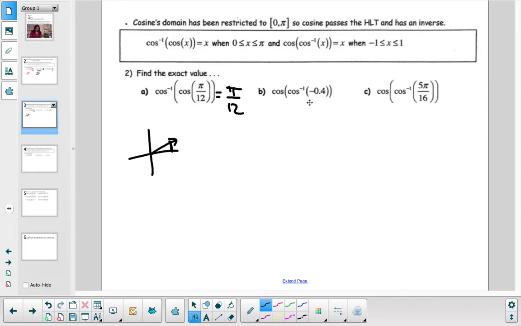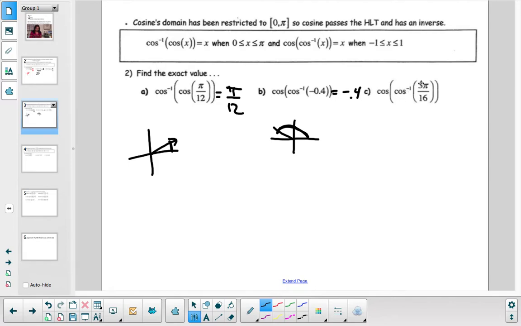Cosine of the inverse of negative pi over 4. So if we take inverse cosine, it's going to be over here, where this x value is negative 0.4. And if I take cosine of this angle, it's going to give me the same x value. So again, situations like this are super quick because there's nothing really that's going to go wrong, except for plugging in a number that's outside of 0 to pi. Or sorry, between -1 and 1.